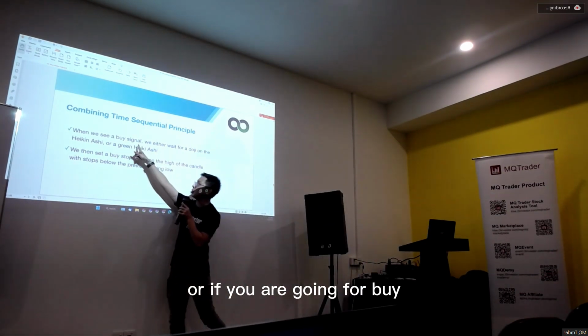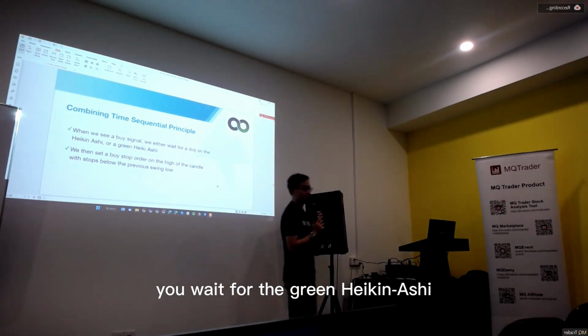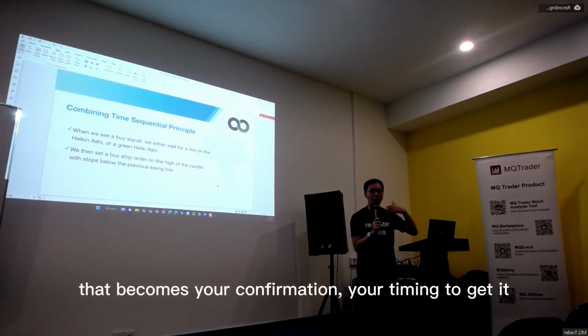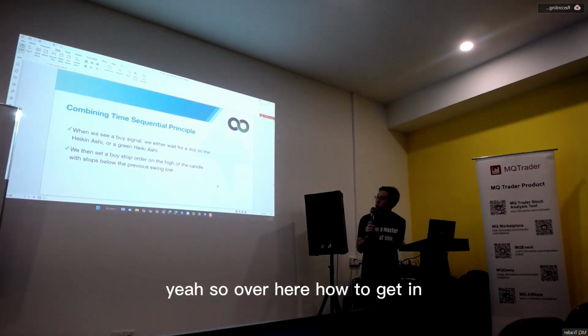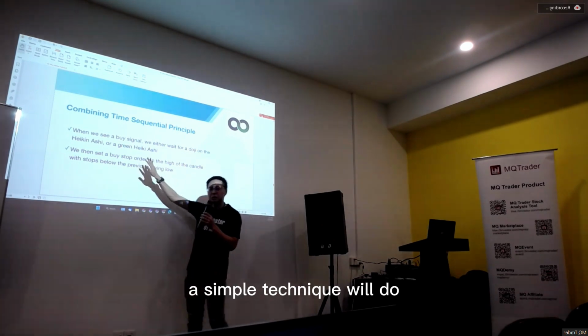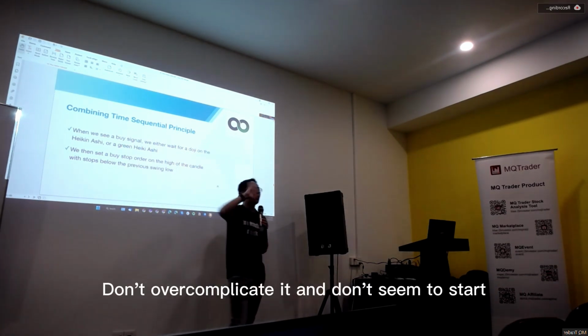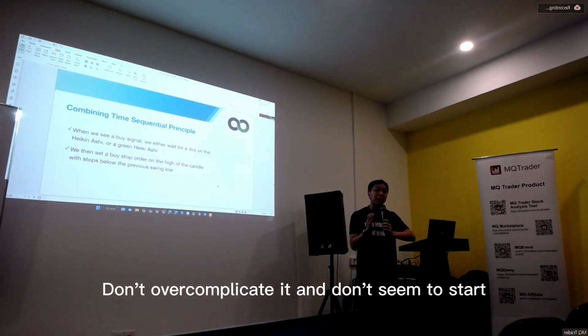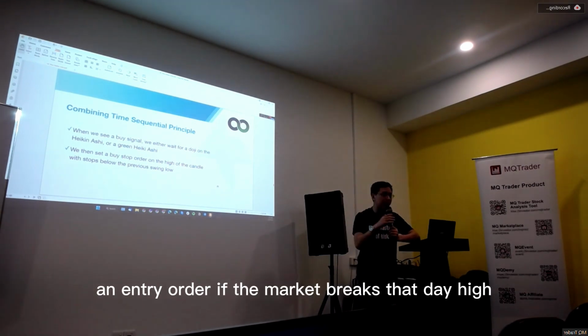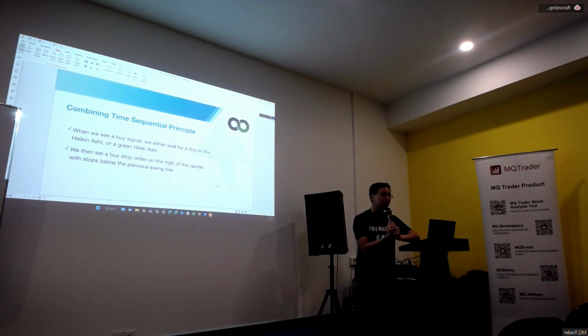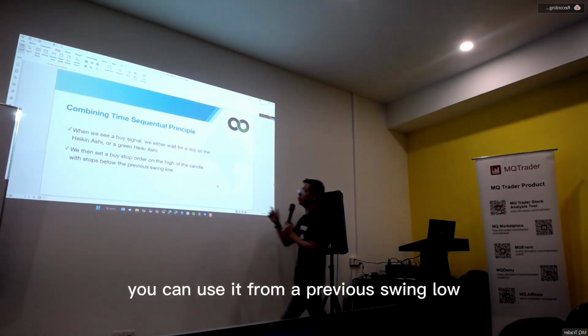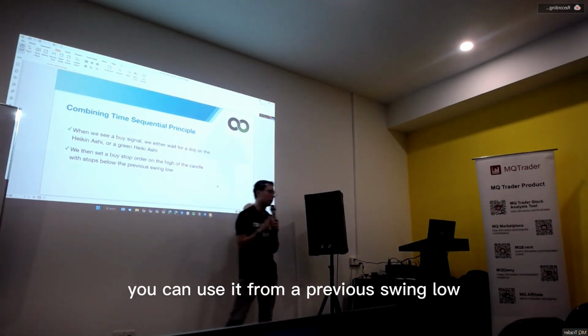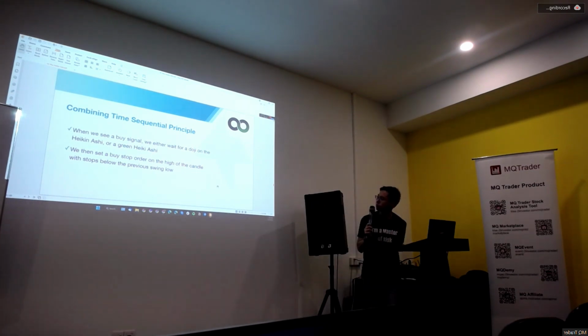Or if you need to buy, you wait for the green Heikin-Ashi. That becomes your confirmation, your timing to get in. So how to get in? A simple technique will do. Don't need to overcomplicate with fancy stuff. You place an entry order if the market breaks that day's high. For your protective stop, you can use the previous swing low. And I'll show you some examples.